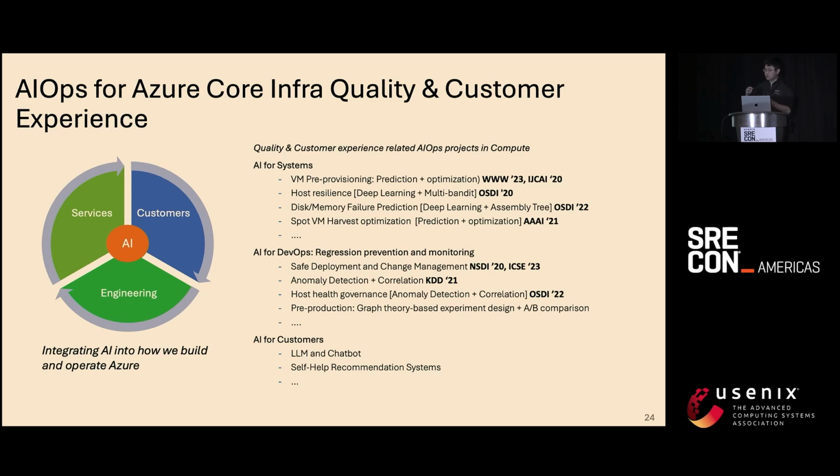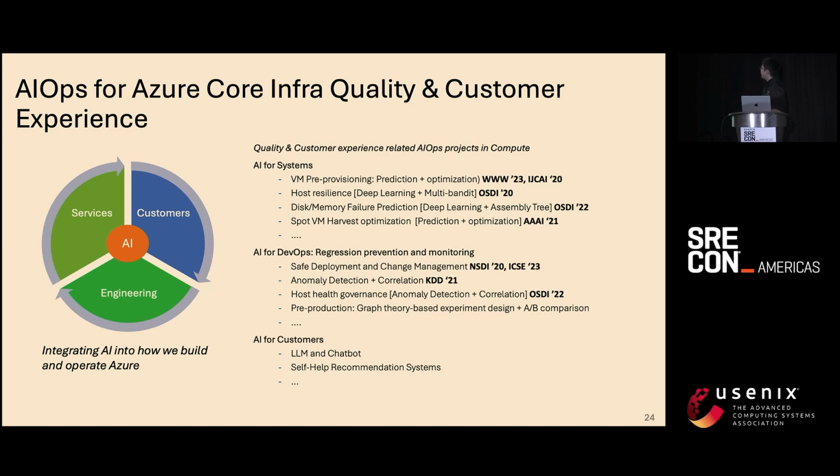And AI is also used in the DevOps lifecycle. For example, we are using AI to make sure the deployments are safe and the change management is safe, and we are also doing anomaly detection to find gray failures and other kinds of problems in the cloud before they really become news in the whole world.